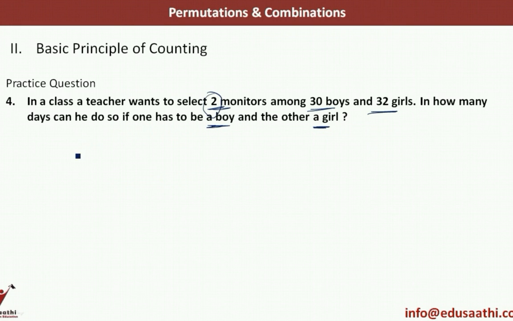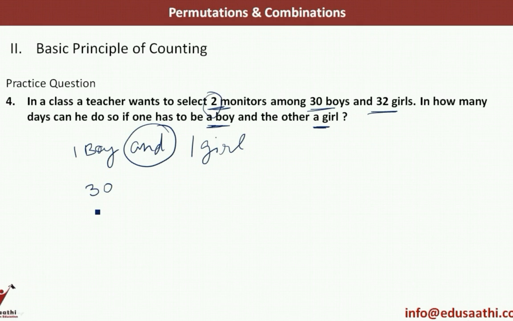So here I want to select one boy, and remember this, and one girl. In how many ways can I select a boy? I have a total of 30 boys. So the number of ways of selecting one boy is 30 ways.